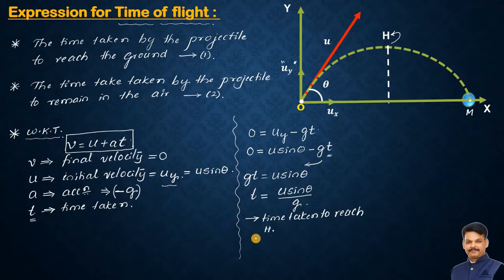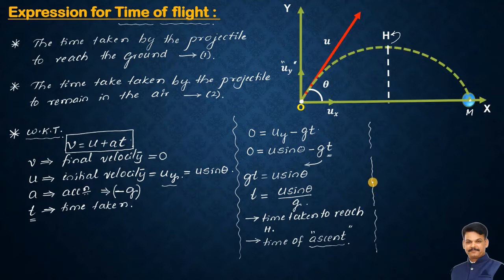So this time taken is also known as time of ascent. It is also called time of ascent. Try to understand it. Time of ascent. Now, this is the half part. This is one part of the whole derivation. What actually we need? We need the total time of flight.